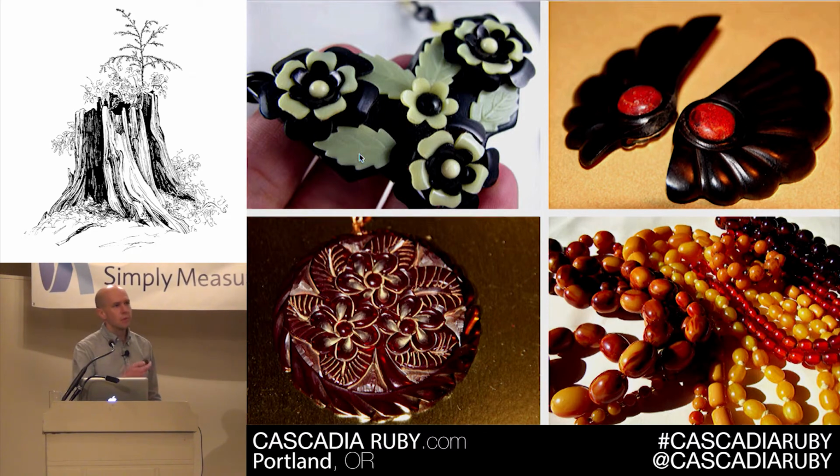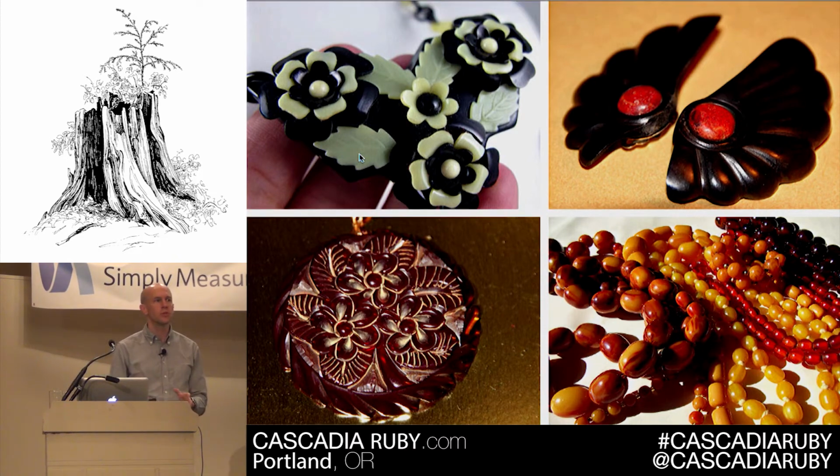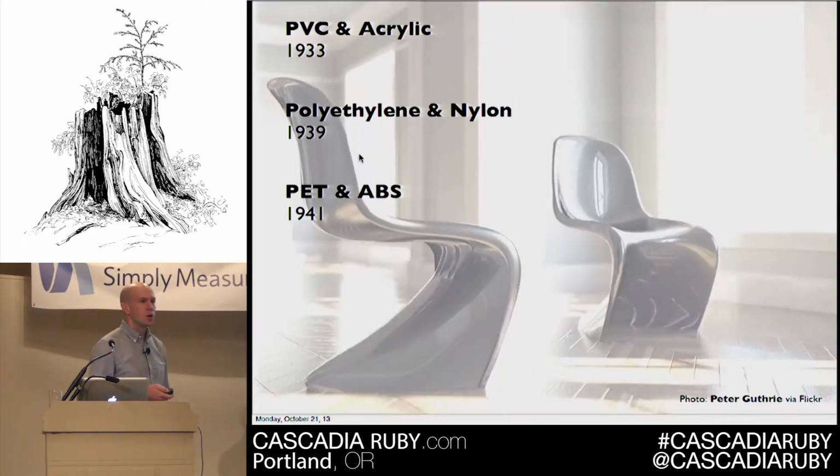So then you fast forward maybe another 10 years or so, and things start to change pretty dramatically, because in the 20s and most of the 30s, there still aren't a lot of synthetics out there. Rayon, Bakelite are kind of the two big ones. There's a couple others that are less common. But then in the 30s, you start seeing this big advancement, and they're starting to roll out new kinds of materials almost yearly. PVC and acrylic, polyethylene and nylon, PET and ABS.